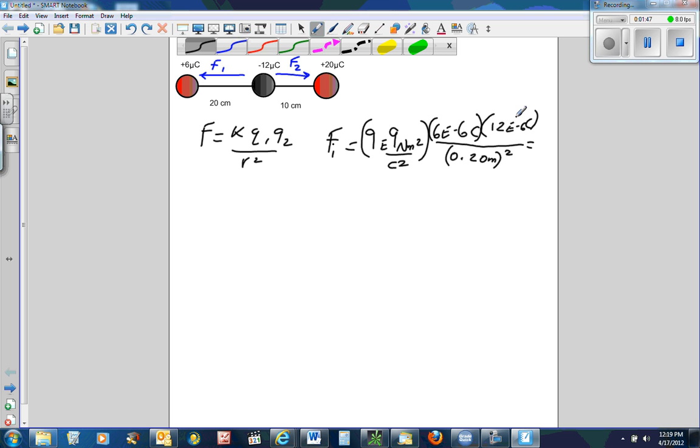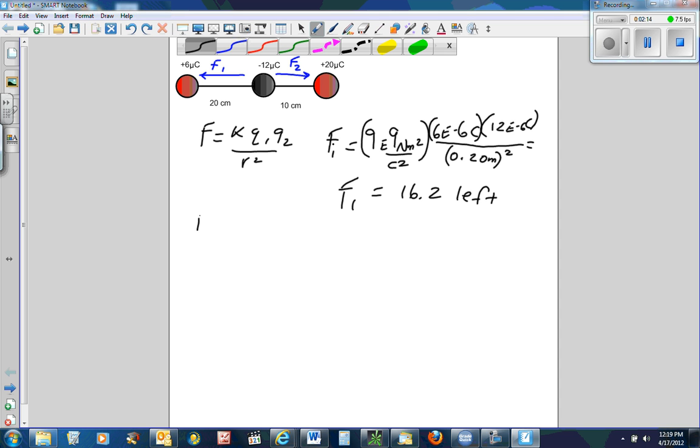And that's going to give us a number. Let's see what that number is if I do it on my calculator. So 9e to the 9th times 6e to the negative 6 times 12e to the negative 6 divided by 0.2 squared. And I get 16.2. So F1 is 16.2 to the left.